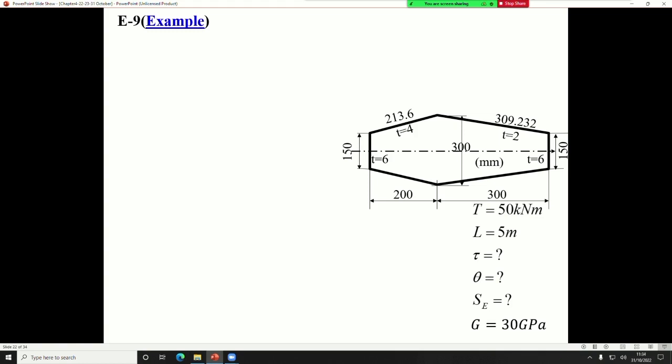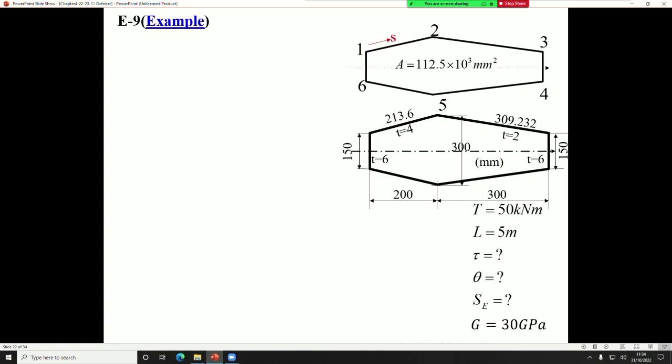The area of the perimeter, A, can be obtained by the summation of the area of these two trapeziums. You've got one trapezium here, and you have another trapezium here. So here I just say, the summation of the areas of the two trapeziums is equal to this value. You do it in your own time. So Q is equal to T divided by 2A. So we've got 50 kilonewton meters. I've converted it to newton millimeters divided by 2 times area. It gives us this value.